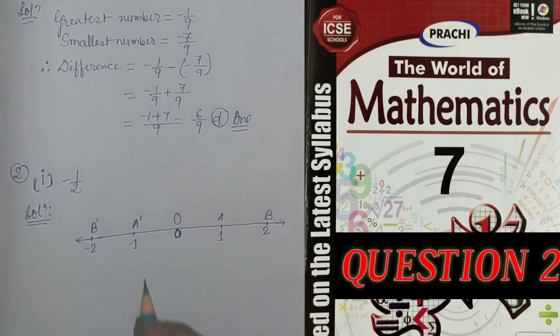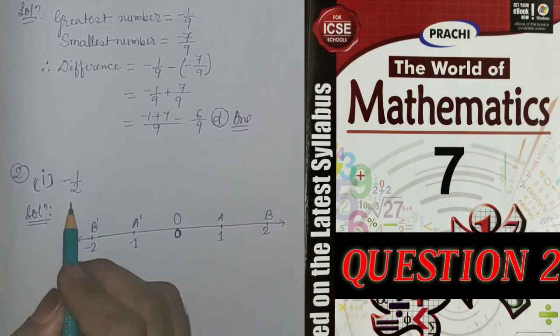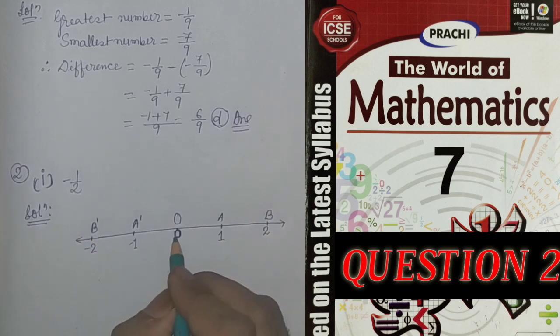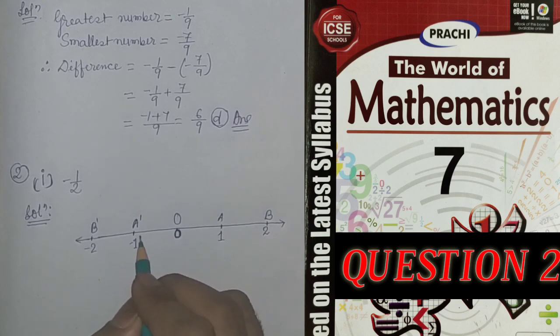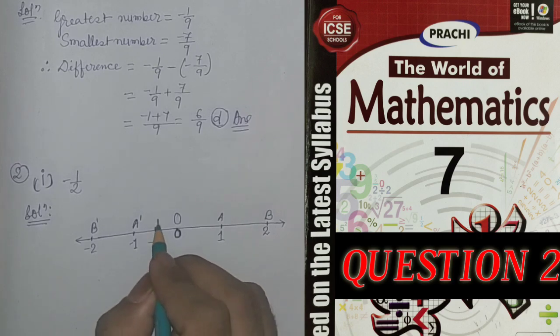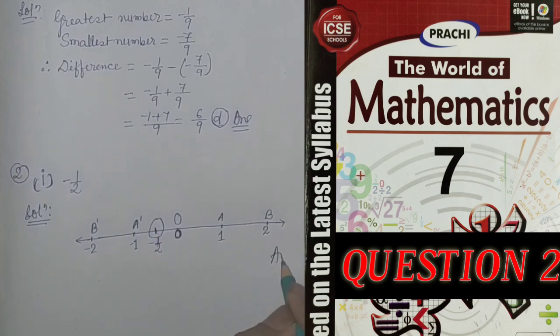Minus 1 by 2 lies between 0 and 1. Here the denominator is 2, so we have to divide this segment into 2 equal lengths. We can mark the point here, and this point will represent minus 1 by 2. We can circle this, and this will be the answer.